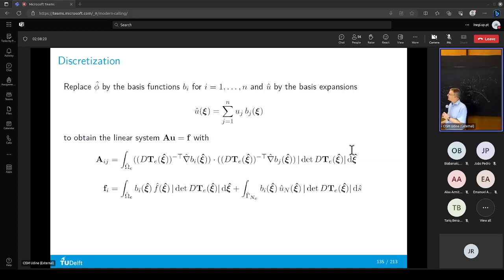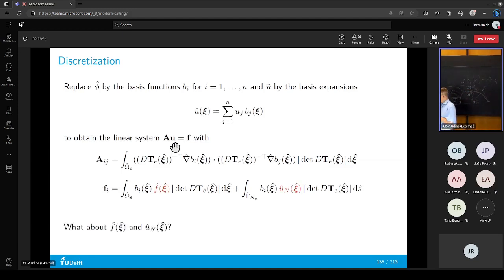Okay, then we replace the test function by all the basis functions. We express u in terms of its basis, put it all together, and then we get a linear system. This is basically copying the quantities from the previous slide. Now, instead of having a phi and a u, here we have the basis. And these coefficients give us the u vector that we solve for.